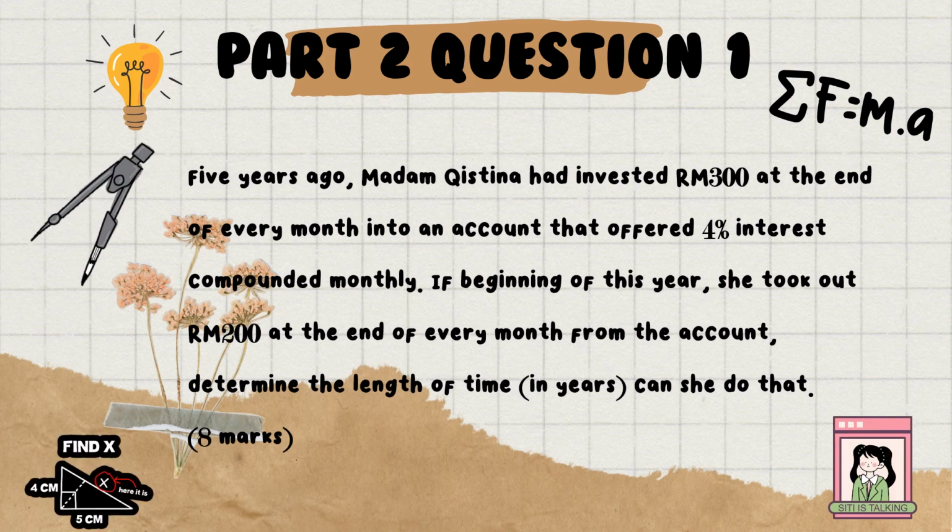5 years ago, Madam Christina had invested 300 ringgit Malaysia at the end of every month into an account that offered 4% interest compounded monthly. If at the beginning of this year, she took out 200 ringgit Malaysia at the end of every month from the account, determine the length of time in years. Can she do that?